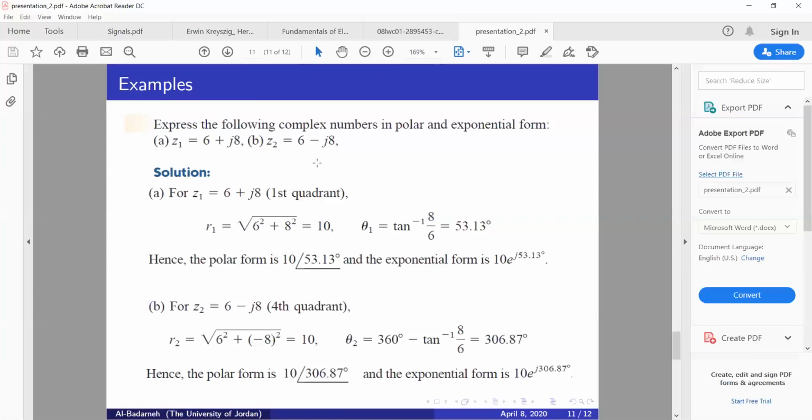Now, for z2, 6 minus j8, of course, it will have the same magnitude as we can see here. The only thing that is different is that we have to find the angle theta. And one can observe that z2, or this complex number, lies in the fourth quadrant, and therefore we have to be very careful when we obtain theta. Since this complex number lies in the fourth quadrant, then theta 2 can be obtained as we can see here. So it's 360 degrees minus tan inverse 8 over 6. So after simplification, one can obtain this value. And then finally, we have this complex number in terms of the polar representation and the complex exponential representation.